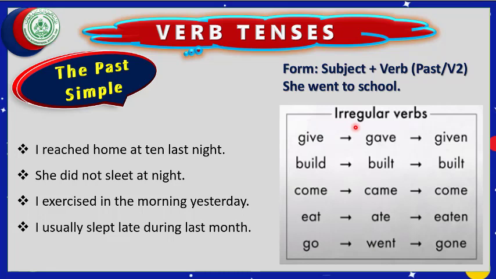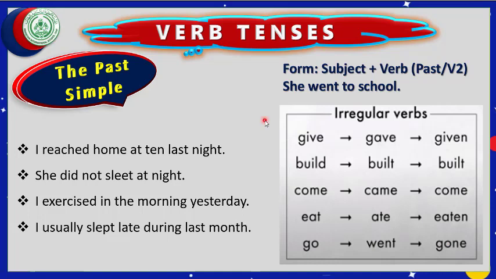The second type of verbs is irregular verbs. These verbs are not changed into second form by adding ed. They have their own way. For example, give, gave, given. Build, built, built. Come, came, come. Eat, ate, eaten. Go, went, gone.